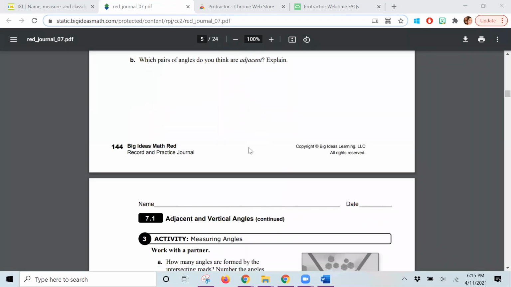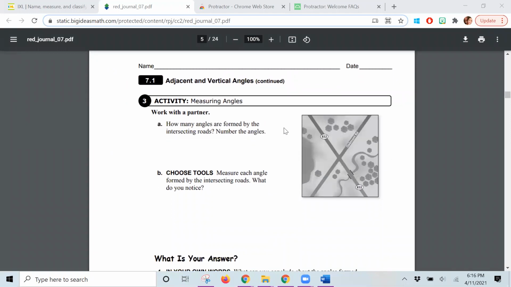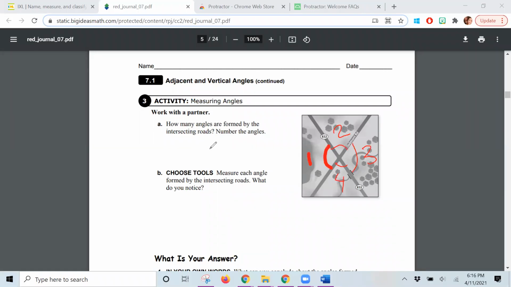All right, so our third activity is going to be measuring angles. If we're looking at this street right here, how many angles are formed by intersecting roads? Number the angles. What I mean by number the angles is this is going to be angle 1. This is going to be angle 2, angle 3, and lastly, angle 4. So we've got 4 different angles, and we've numbered them.